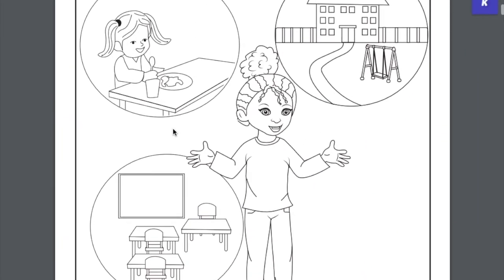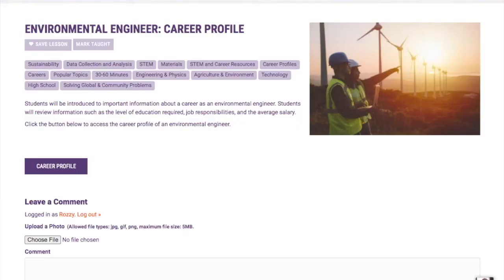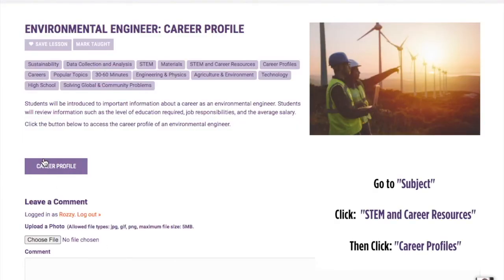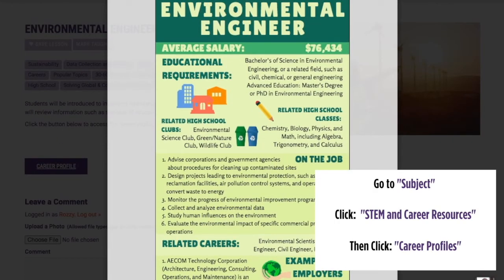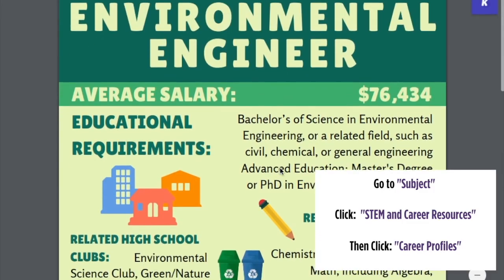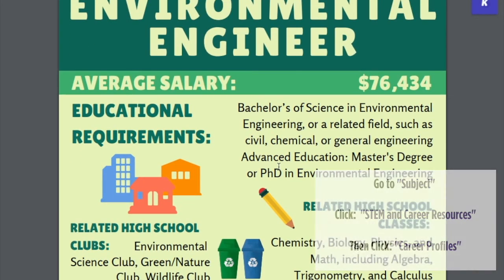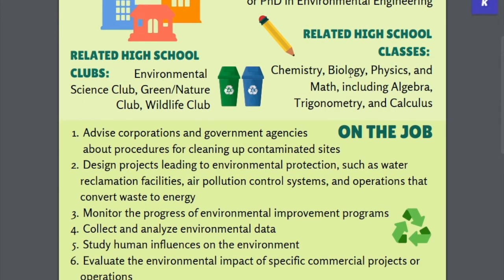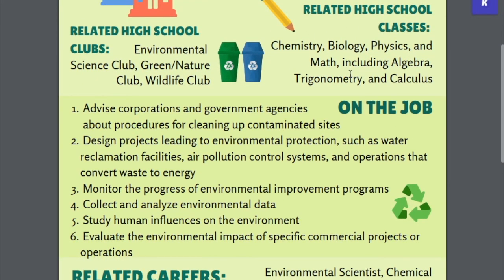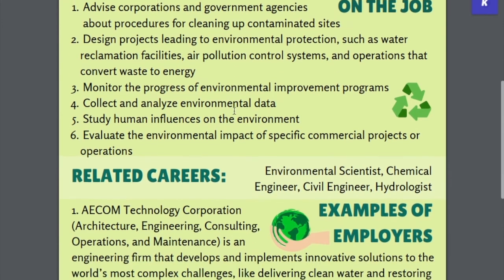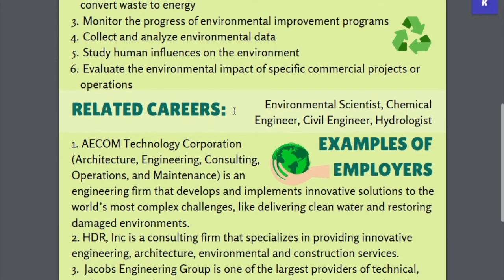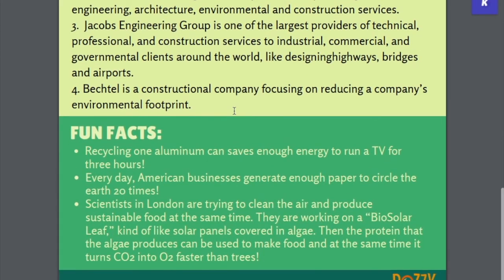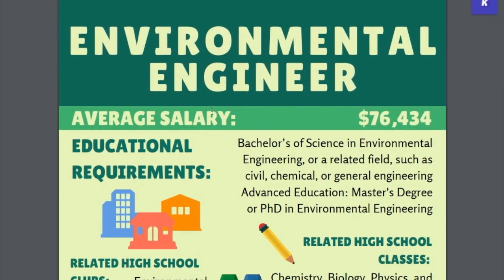And then you have career profiles. Those are going to be for the older grades, so you'll click in there, and they look like this. There's kind of little informational pamphlets, so average salary, educational requirements, related classes. So this is good for the upper, like 7th, 8th grade before high school maybe, if they're starting to explore what they might be interested in doing. And then just some fun facts. And those are the career profiles.